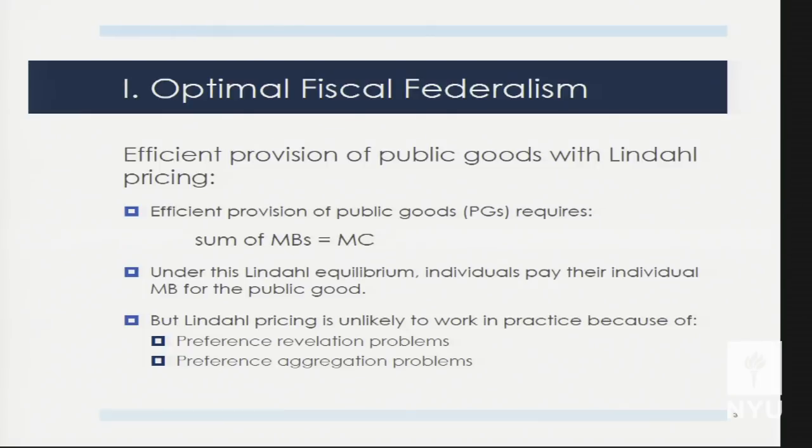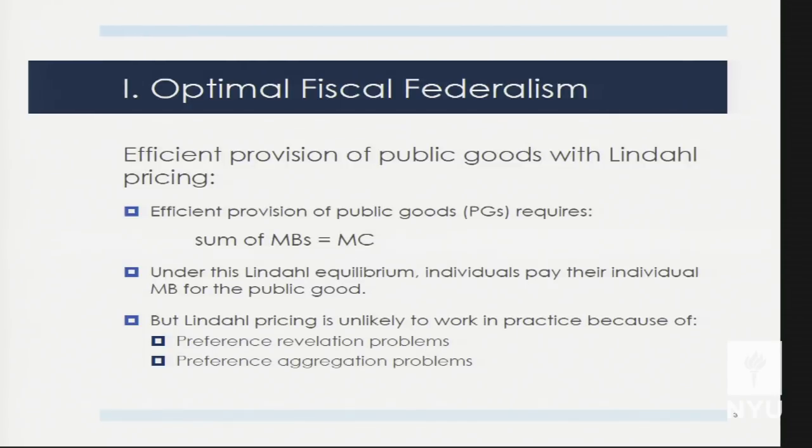Non-rival means the fact that I'm deriving utility from a public good does not impinge on your ability to derive utility from that public good. Non-excludable means I can't stop you from deriving utility from the public good. So we think about how much of a public good we should have, what the optimal level of provision is.